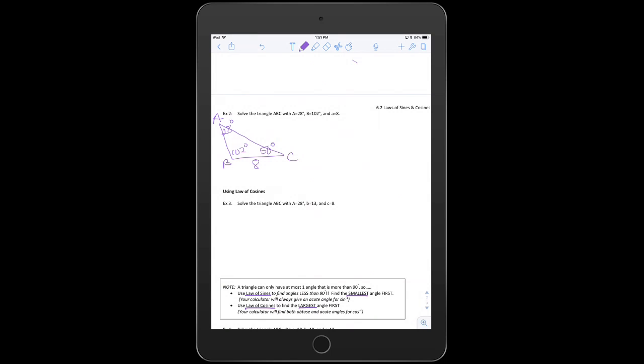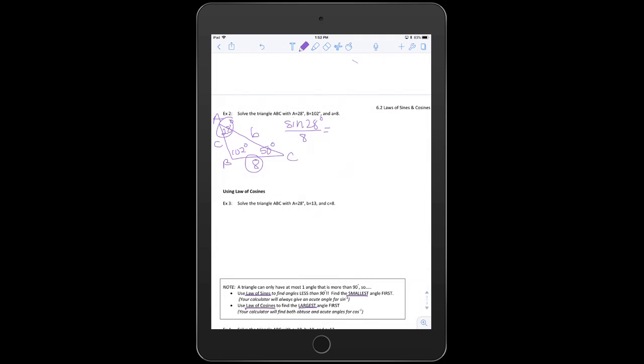Now I know I can use law of sines to solve for a side length because I have this angle and opposite side pair. When you have that situation, you're good to use law of sines. So you set up your ratio where the sine of 28 degrees, divided by the length of its opposite side, which is 8, is equal to the sine of any other angle divided by the length of its opposite side. I can find either side b first or side c first, and it doesn't matter. So I'll go for side b.